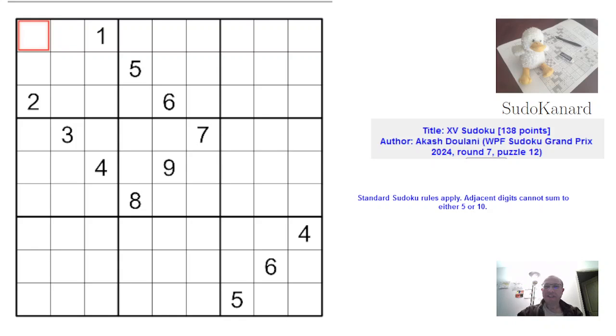We're here to solve this XV Sudoku, 10-5 Sudoku. I've never known how to pronounce the title of this variant. This puzzle was created by Akash Doulani for Sudoku Grand Prix. It was worth 138 points, which is a lot. So it was clear from the beginning that it was to be a monstrously difficult puzzle, and it didn't disappoint.